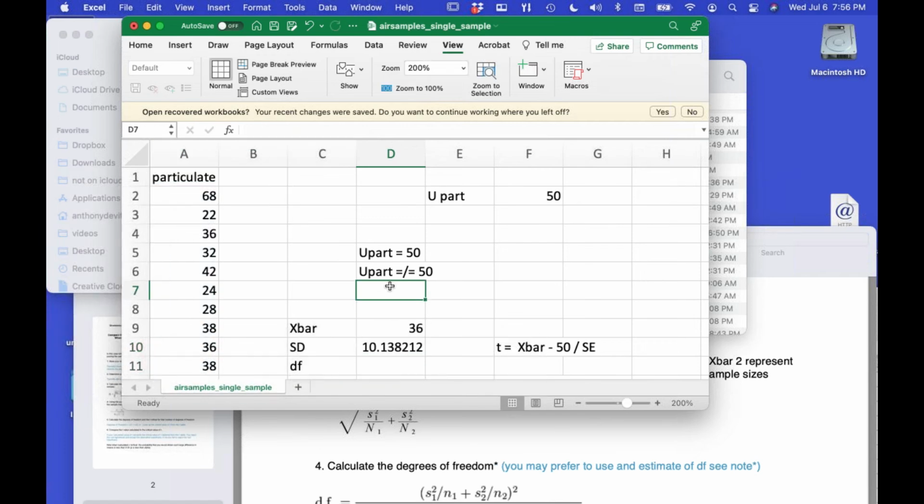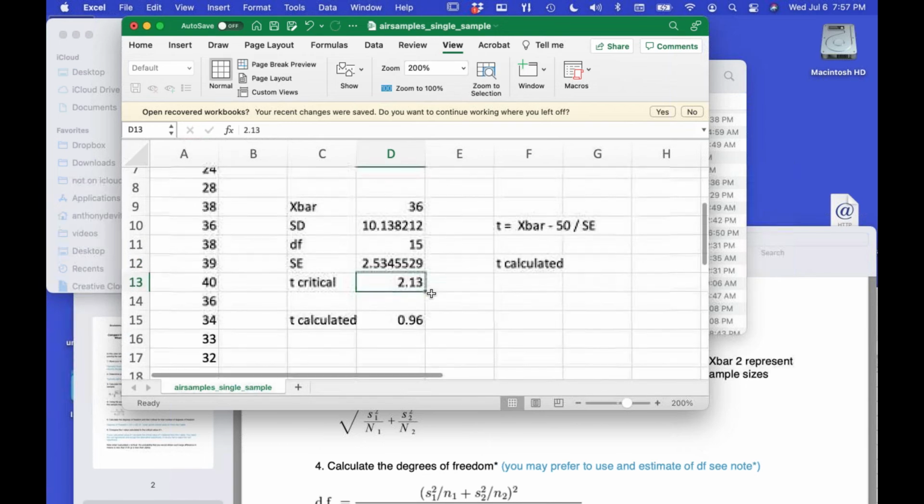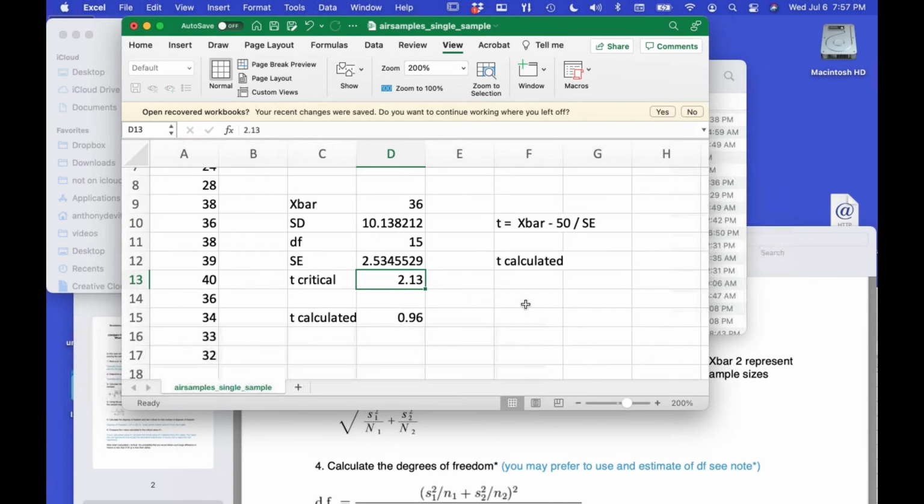And now I can calculate what my t-value is. My t-value is going to be equal to x bar minus 50, right, divided by my standard error. Okay, and let me just put parentheses around this so it'll do the calculation properly. And it comes out to be a calculated t-value of minus 5.47.